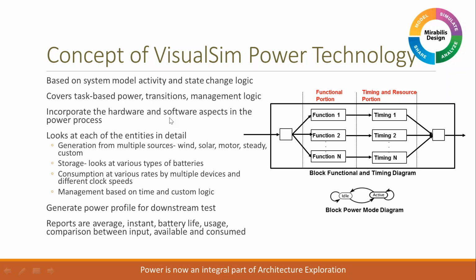Then of course you want to incorporate the hardware and software aspects, just like you are building an architecture model. And finally, what you want to look at is all the details of the four parts of a power system. Generation, which can be from a variety of systems or a variety of devices. Storage, which is different types of batteries. Consumption, where each one of these can have different resources, different timing, different data consumption, any of those things.